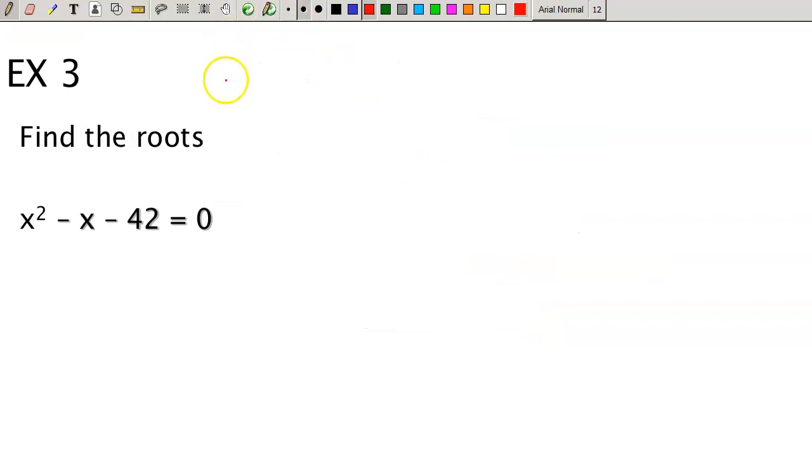So in our next example, it says find the roots, or you really could just put in this problem, just solve the quadratic equation. And since it equals 0, we're going to use the zero product property. We're first going to factor this. We're going to take the left-hand side and try to factor it. If we can factor it, then we can solve it after that. But first we want to see if it's factorable.